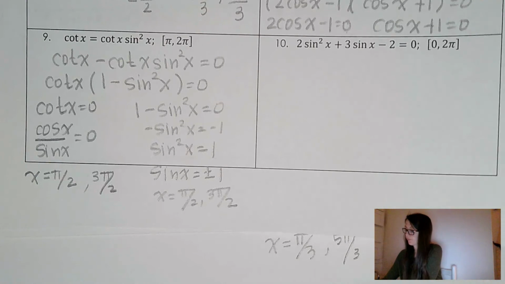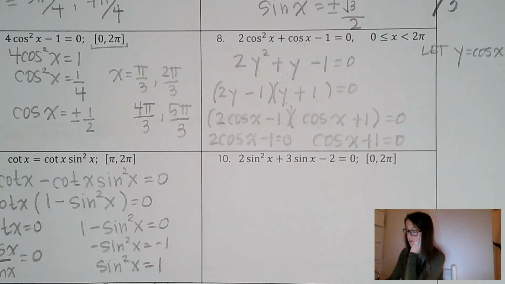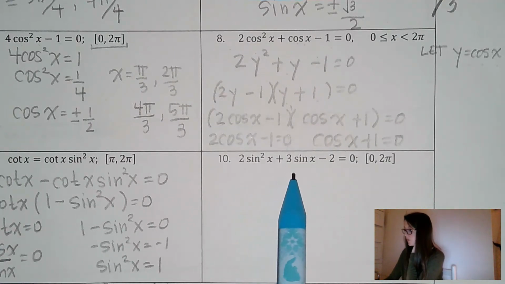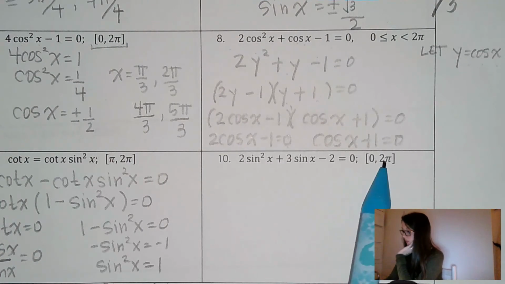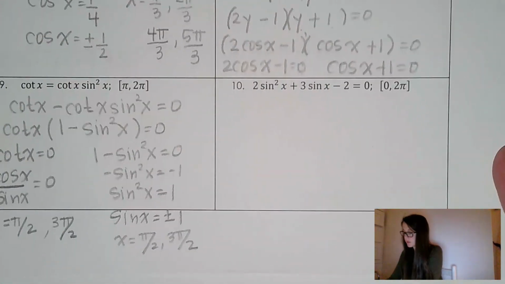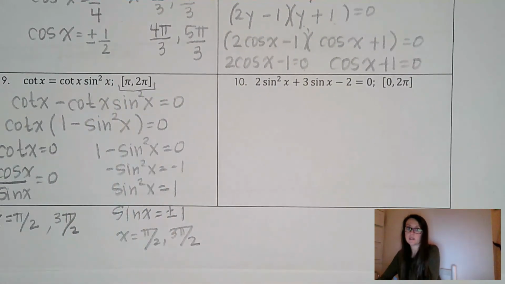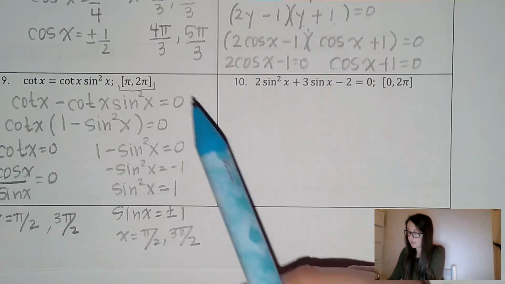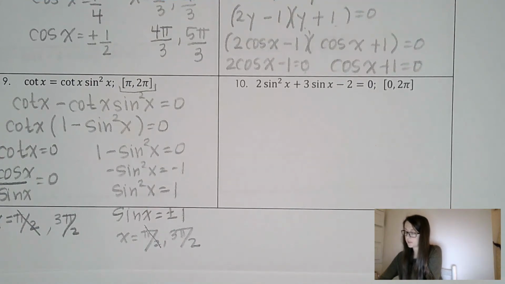Good deal. All right, let's look at number 2. Or number 10, I'm sorry. So number 10 says 2 sine squared x plus 3 sine x minus 2 is equal to 0. And this is in between 0. Oh, hold on. Let's go back to this one. Sorry. This is in between pi and 2 pi, right? So in between pi and 2 pi. So my only answer here is going to be that 3 pi over 2. I'm sorry. That's going to be in your third and fourth quadrants. So, my bad.